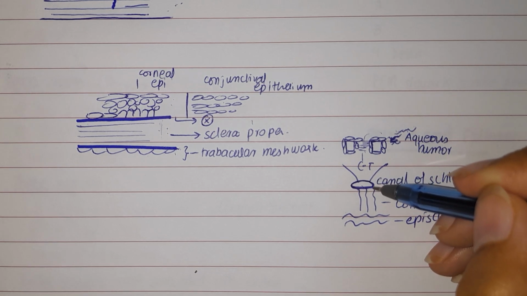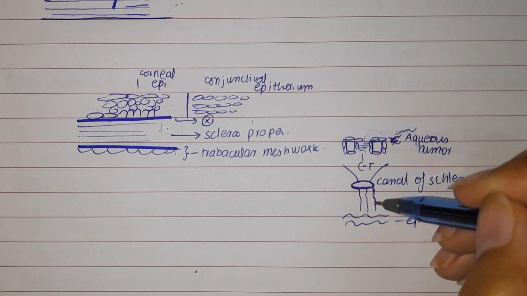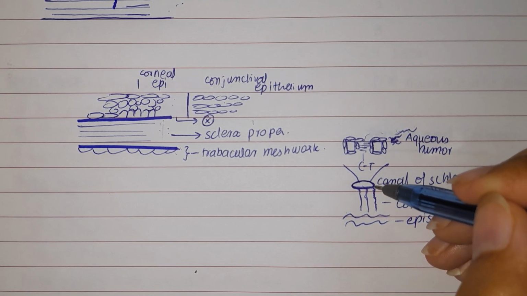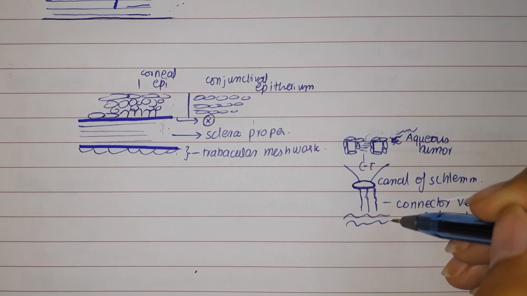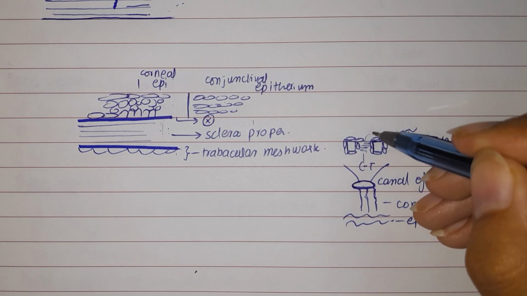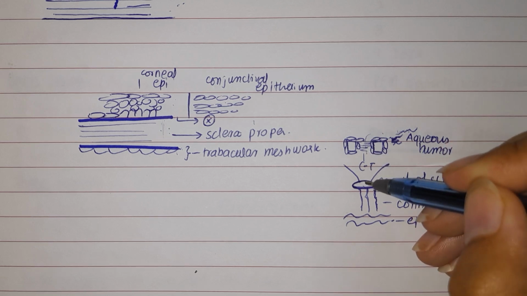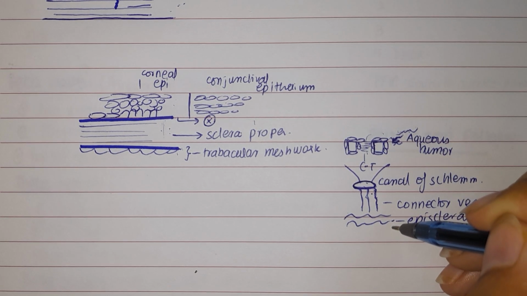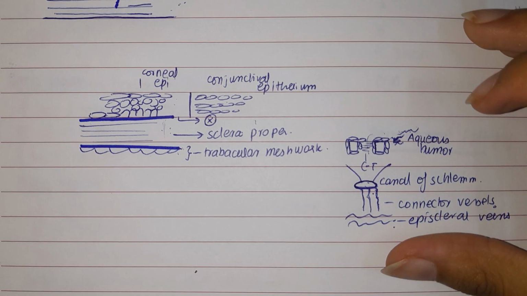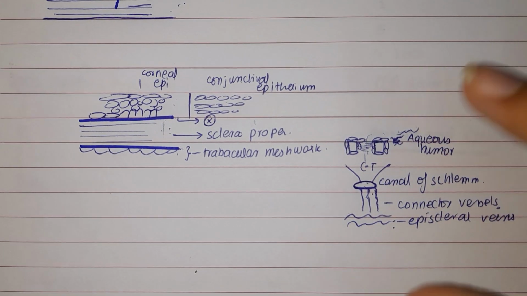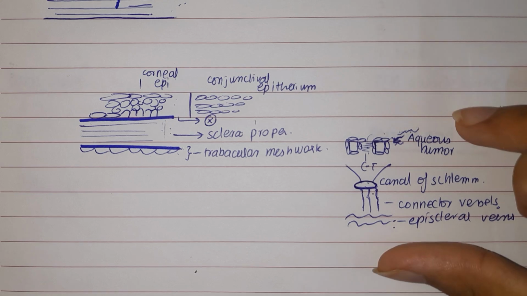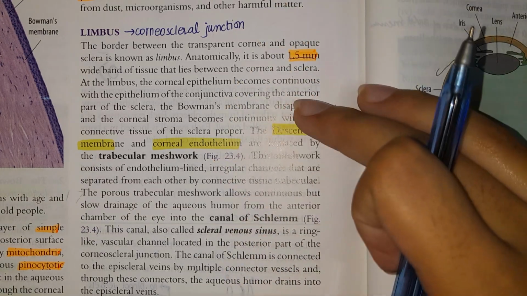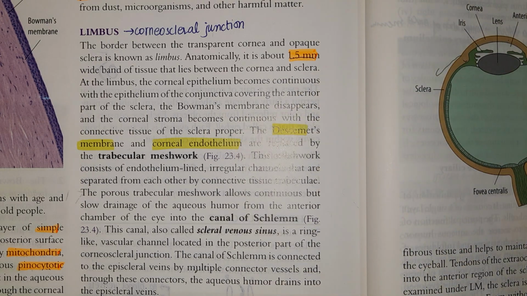On the posterior side of the canal of Schlemm there are a lot of connector vessels, and these connector vessels connect the canal of Schlemm to the episcleral veins. In this way, the aqueous humor moves through the trabecular meshwork into the canal of Schlemm, and through these connector vessels it moves into the episcleral veins. This is how the whole mechanism works. The whole thing written over here in this paragraph has been explained through that diagram.